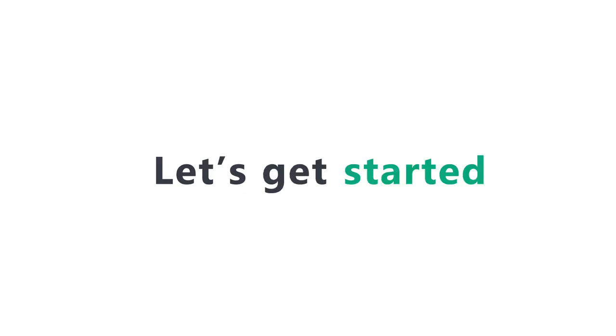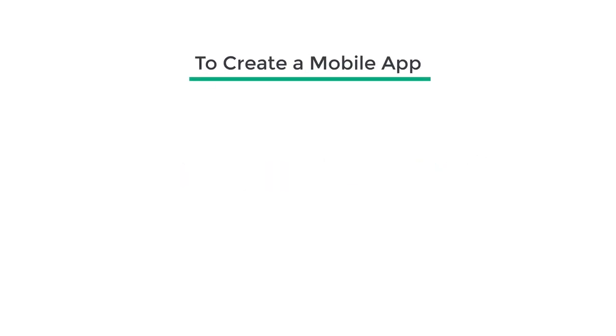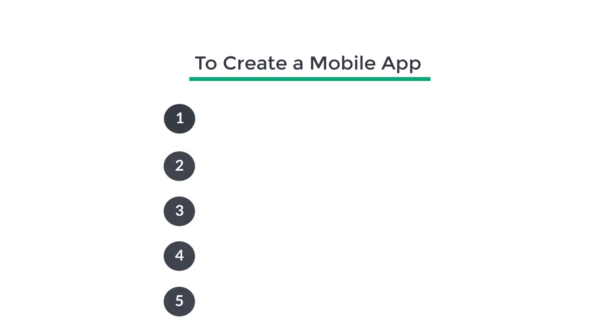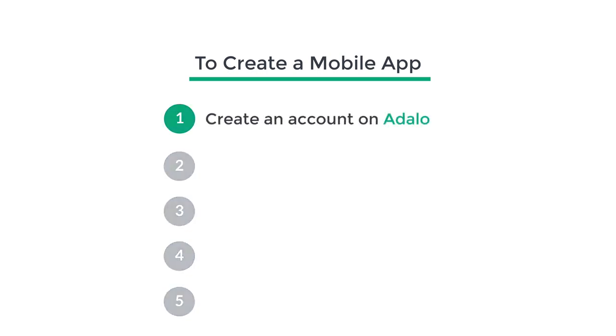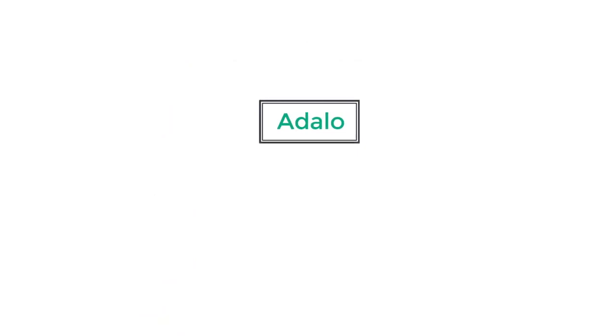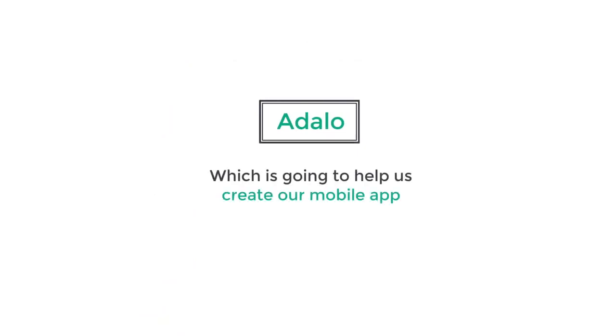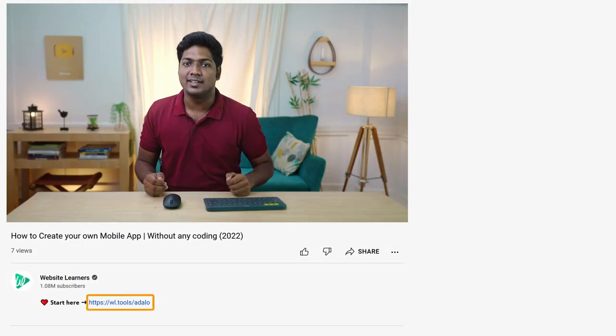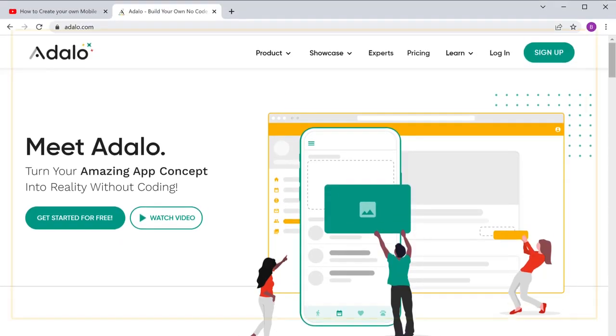Okay, so let's get started. Now to create a mobile app, we are going to do 5 steps. The first step is to create an account on Adalo. This is the site which is going to help us create our mobile app. So to create an account, just click the link below this video and it will take you to this site. Now click Get Started.